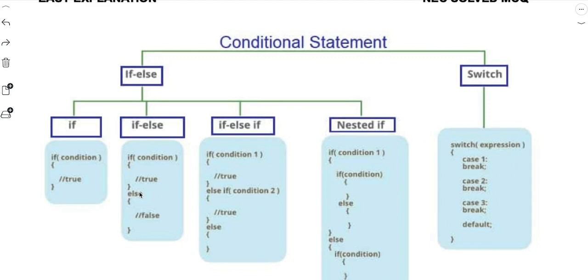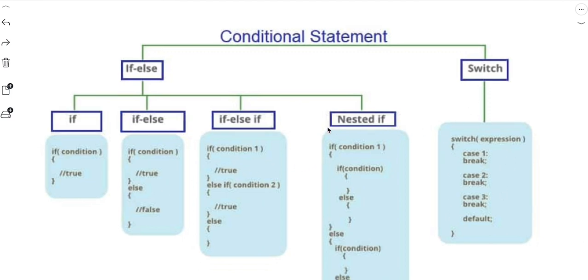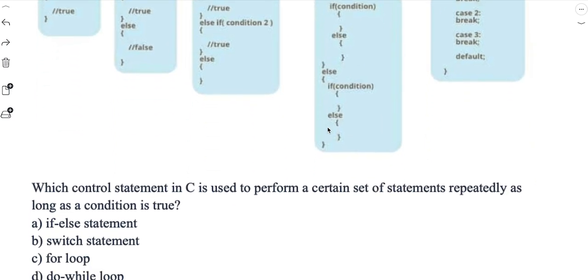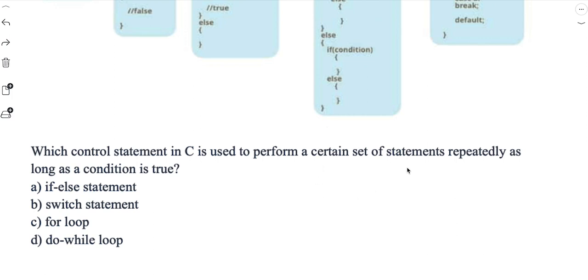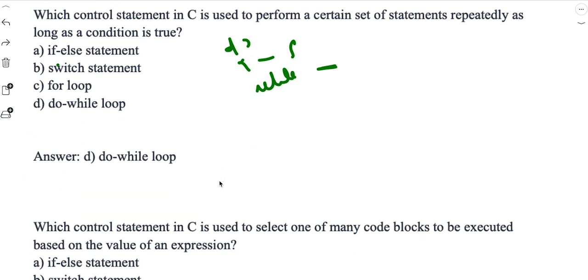Okay, so I hope you know the theoretical portion of all this. Let's go to the MCQ portion. Which control statement in C is used to perform a certain set of statements repeatedly as long as the condition is true? If else, no. Switch statement, no, it is used to execute a block of body. For loop, no, we know the predefined condition. Do while, we are going to do a task repeatedly until and unless we fulfill a certain condition. So do while is the correct answer.